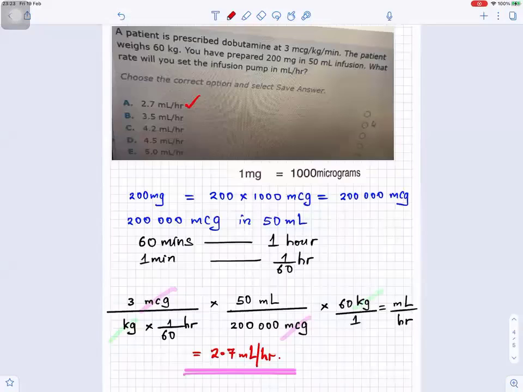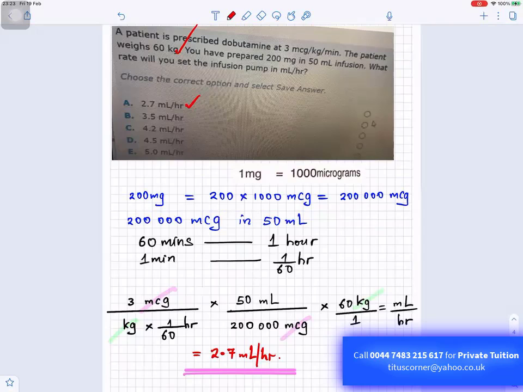A patient is prescribed dobutamine at 3 micrograms per kilogram per minute. The patient weighs 60 kilograms. You have prepared 200 milligrams in 50 milliliters of infusion. What rate will you set the infusion pump in milliliters per hour?